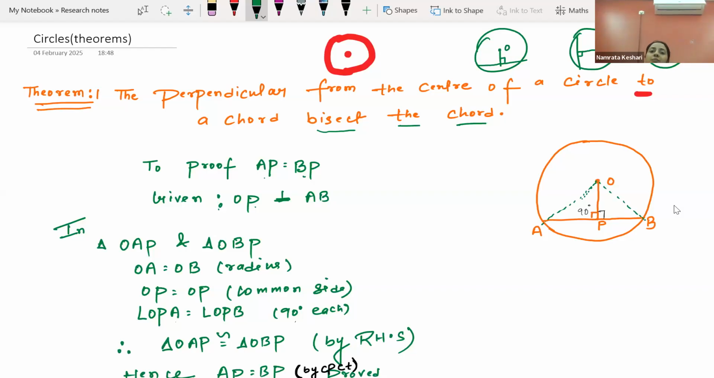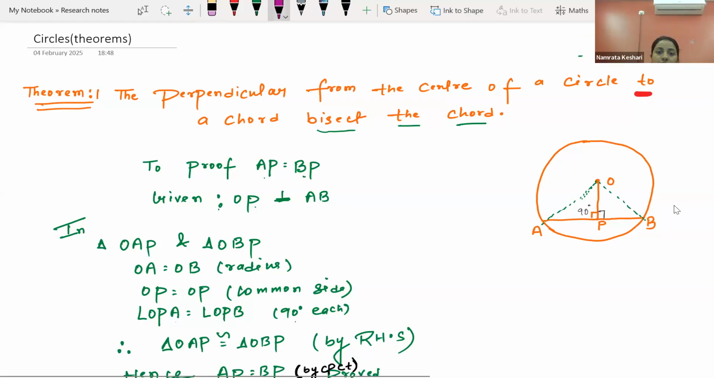This theorem is really simple. You have a chord AB, and on that chord AB you drop a perpendicular from the center O. Suppose OP is the perpendicular which you have dropped on the chord AB, then you have to show over here that AP is equal to BP. At first we will write what is given and what we are supposed to prove over here.